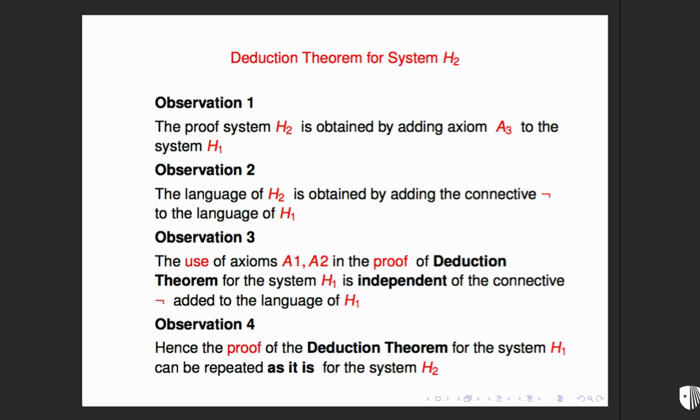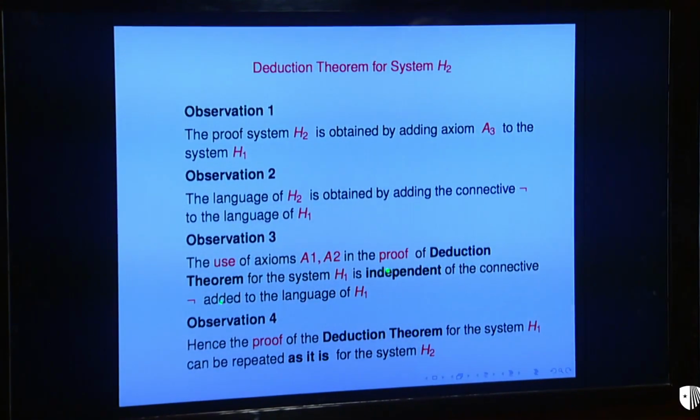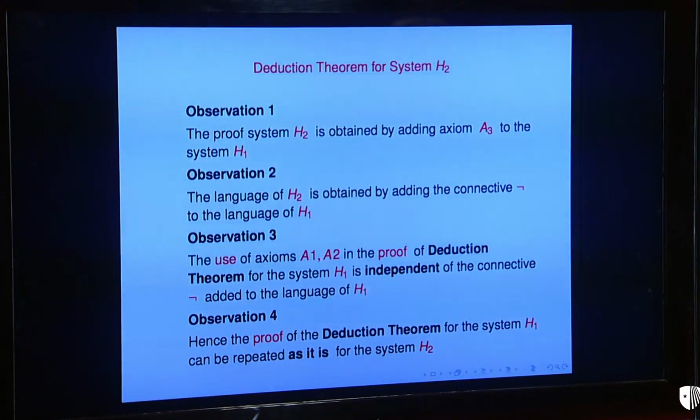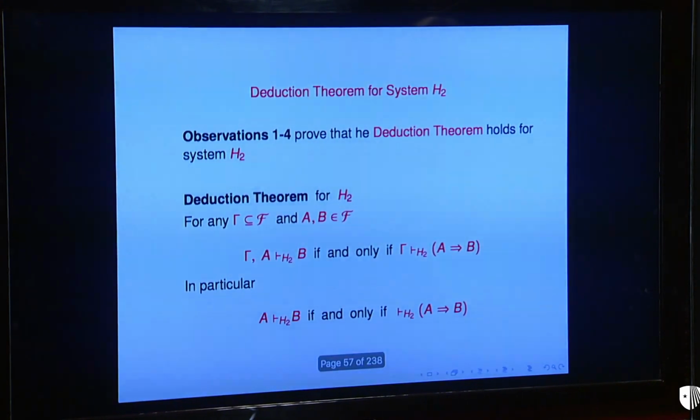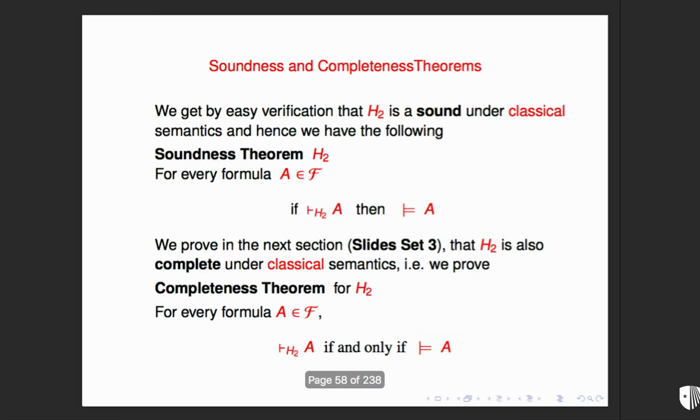In H2, the deduction theorem used axioms A1, A2. It didn't use negation at all, so it's independent. The proof is independent of the connective negation, so we have the deduction theorem for H2 in an obvious way. And now, of course, H2 is sound.